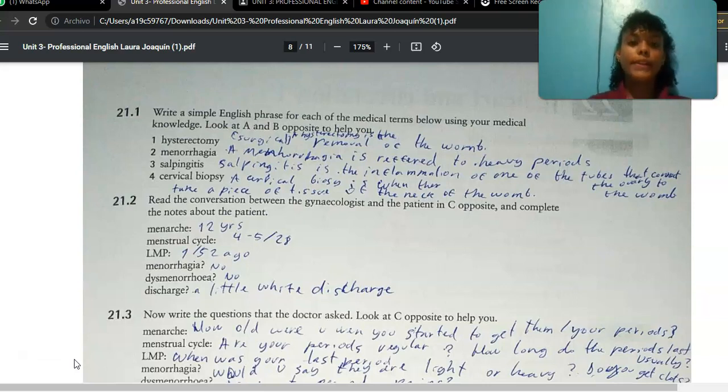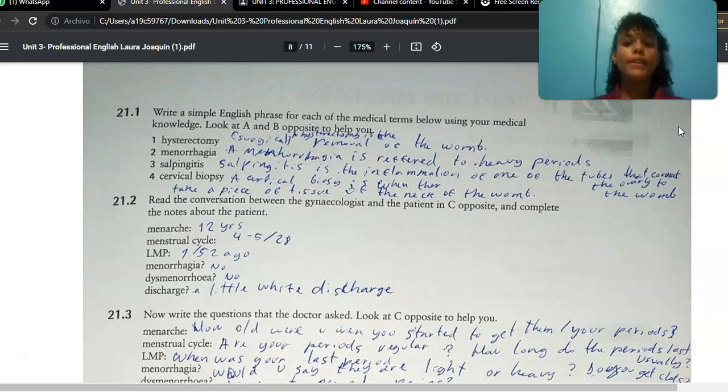All right, this is part two. Write a simple English phrase for each of the medical terms below using your medical knowledge. Look at A and B opposite to help. Hysterectomy. A hysterectomy is the removal of the womb.